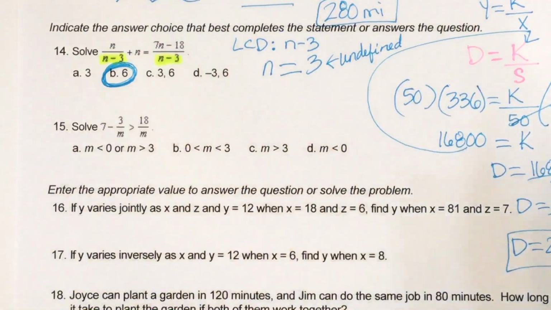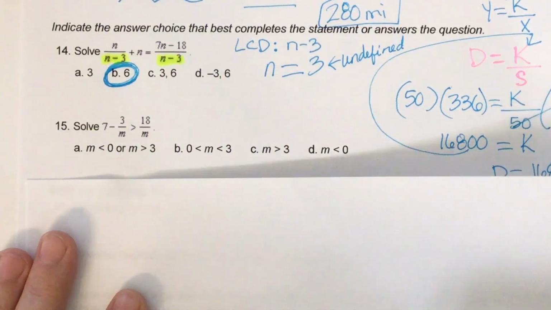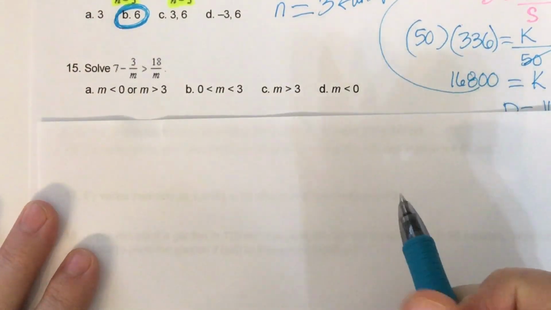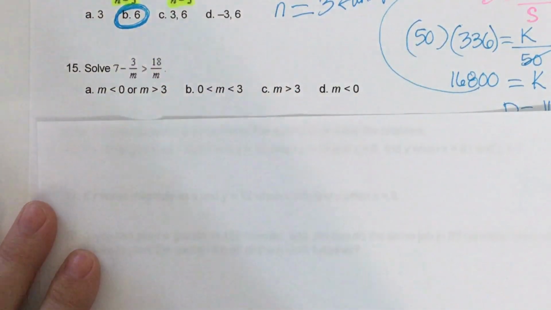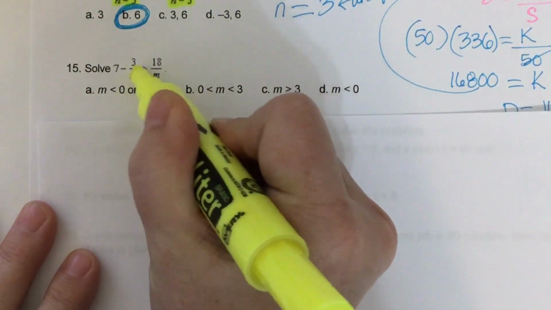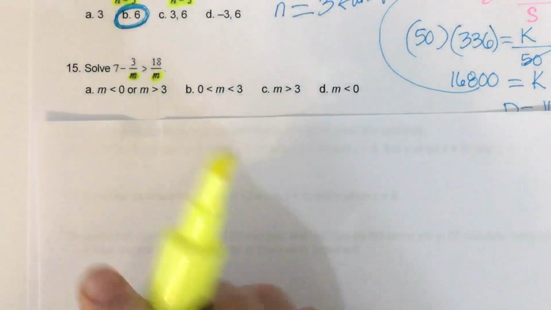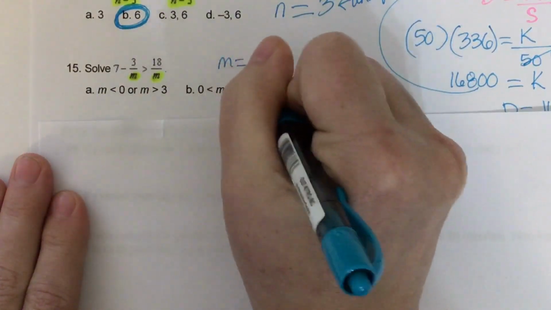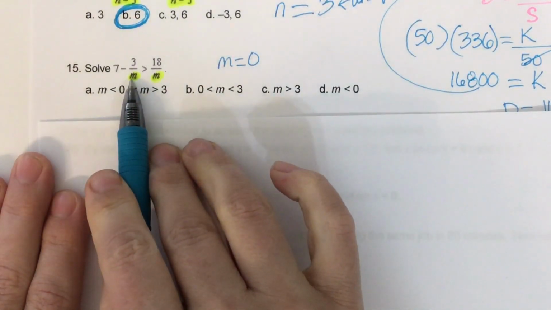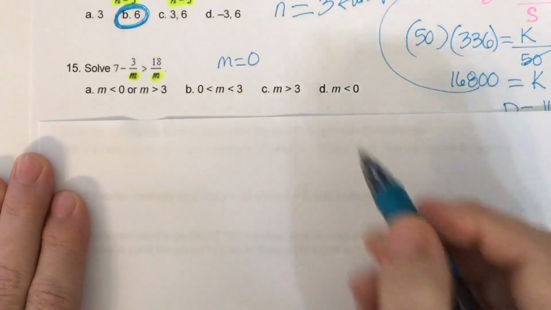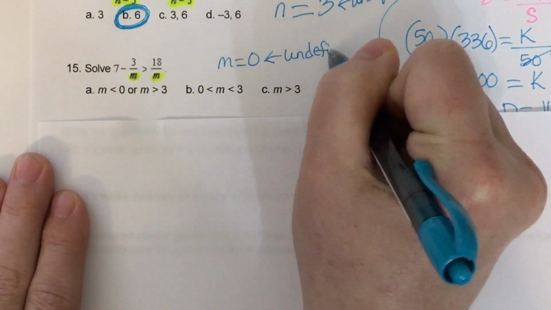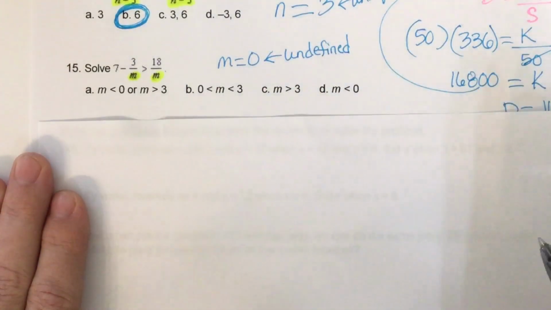Okay, number 14. This is an inequality that I have to solve. First let's just talk about where this problem would be undefined. This problem would be undefined if m was a 0. If 0 was there, you'd have a 0 in the denominator. You can't have that. So I know this problem is undefined where m is 0.